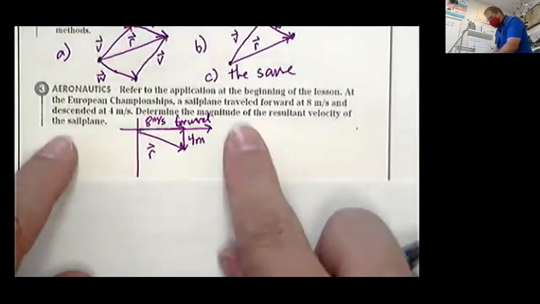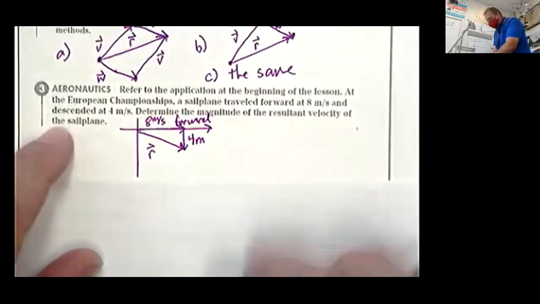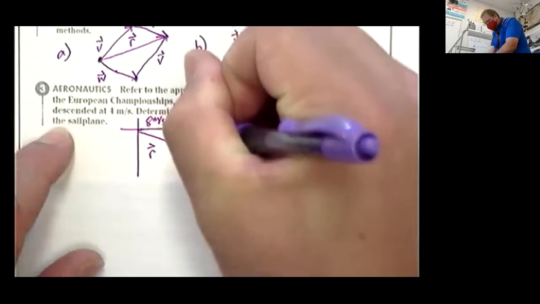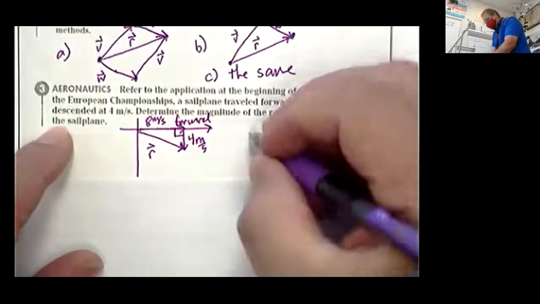Question: determine the magnitude of the resultant velocity of the sailplane. Well, what are we going to do here? There's a right triangle. We know two sides. We want to find the hypotenuse. That is just classic Pythagorean theorem.